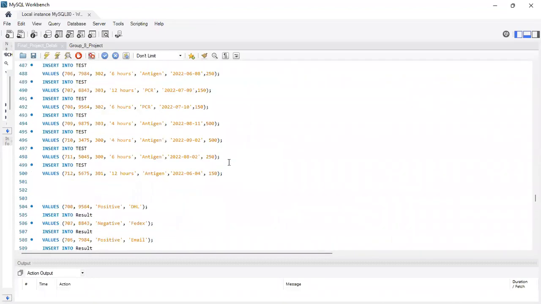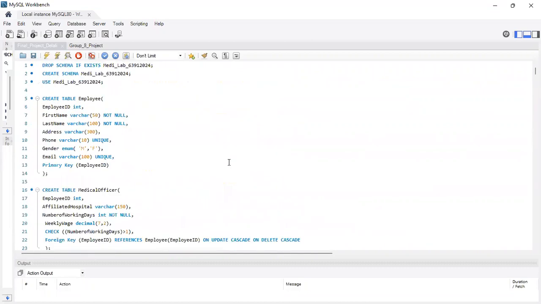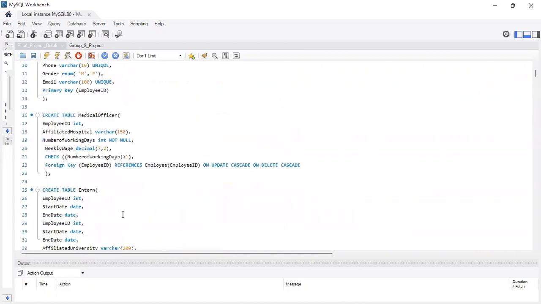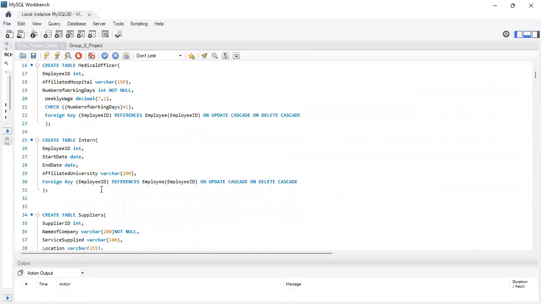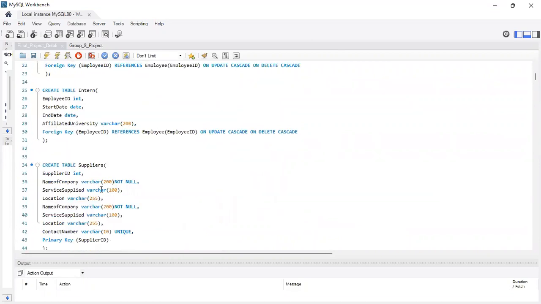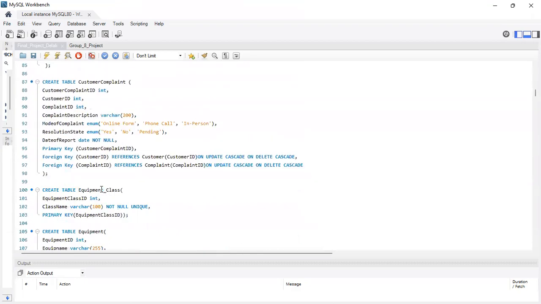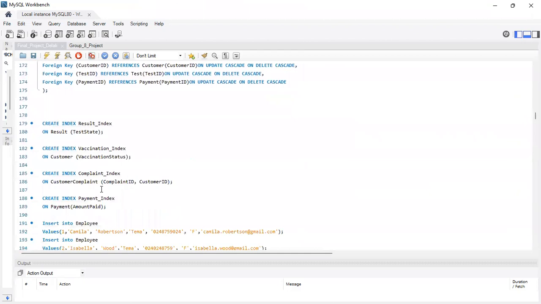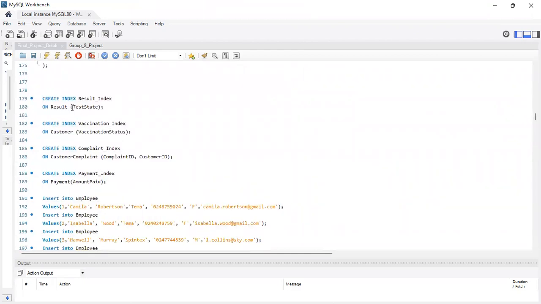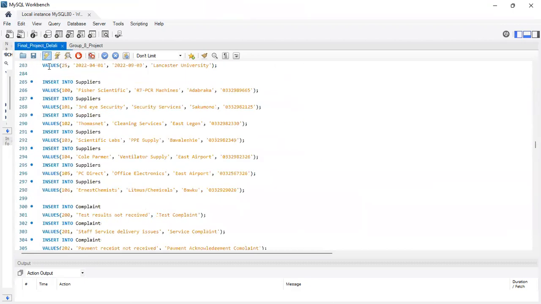So a number of constraints were used in writing this code. There's not null, there's unique, and there are some check constraints as well, as you can see. And due to the frequency with which I'll be accessing some columns within the tables, a number of indexes were created. For example, the test date attribute in the results table, the vaccination status in the customer table, and the complaint ID and customer ID in the customer complaint table, as well as the amounts paid attribute in the payment table. We'll now move on to queries.